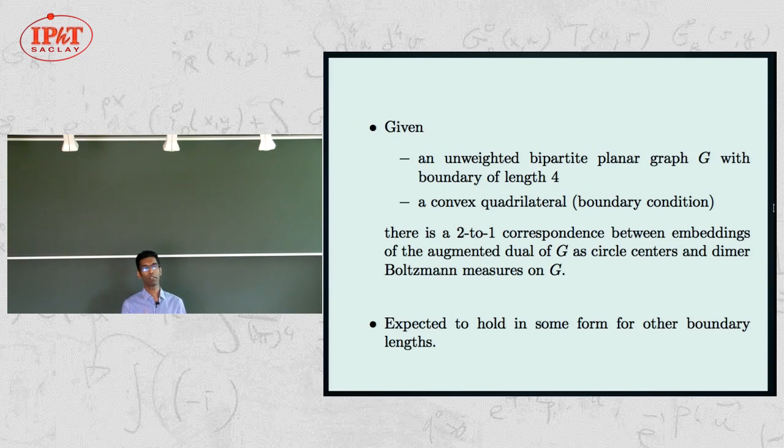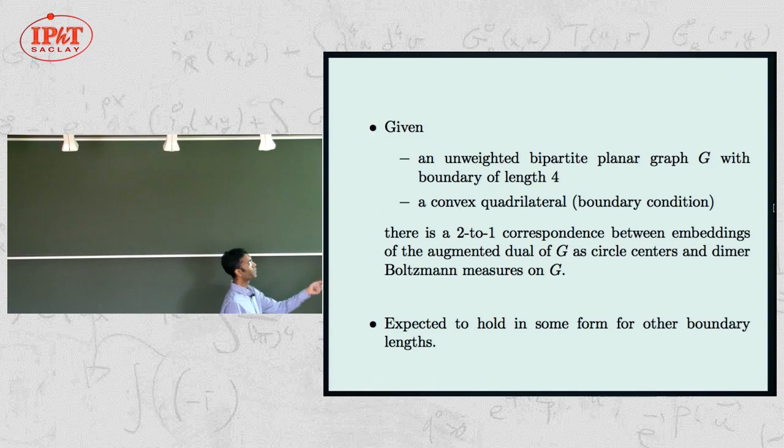So sometimes people think, well, the dimer model is a probabilistic model, so you should have some randomness on one side, and why is there no randomness on the side of circle patterns? It's because in your random model you have something which is deterministic. It's a probability measure, and the correspondence is between this deterministic object, the probability measure, and the embeddings.